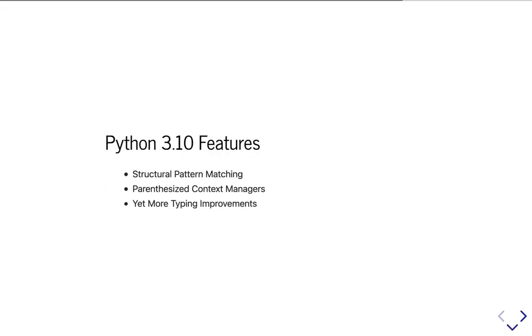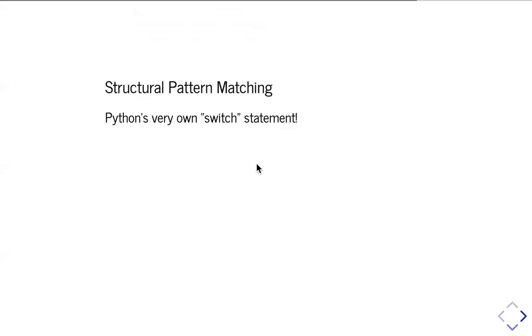All right, now we're on to finally 3.10, where I'll go over structural pattern matching, which is a really exciting feature, parenthesized context managers, and then a short typing improvement. Do I have any questions? I guess not. I guess we talked about that.